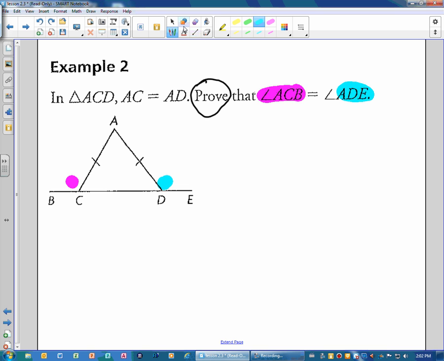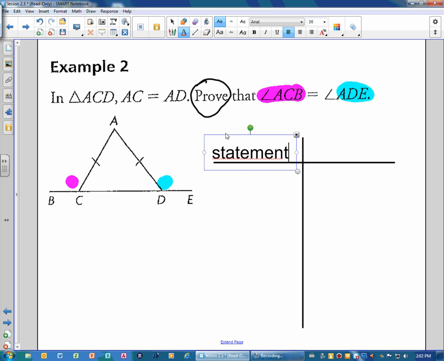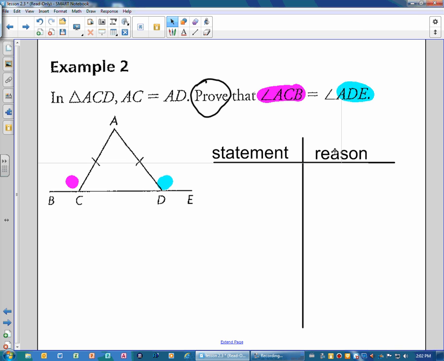And when we prove, what we do is create a table. Create a statement and a reason table. Okay, and you're going to get lots of practice at this. So you probably have no idea what I'm doing right now, and that's okay because this is the first time we're doing it. But you're going to do quite a bit of these eventually. Okay, so I want you to put a statement here. And then over here in your book, I want you to write reason. So you're going to make a statement, and then you're going to give a reason why it's true. And that's how we're going to prove.